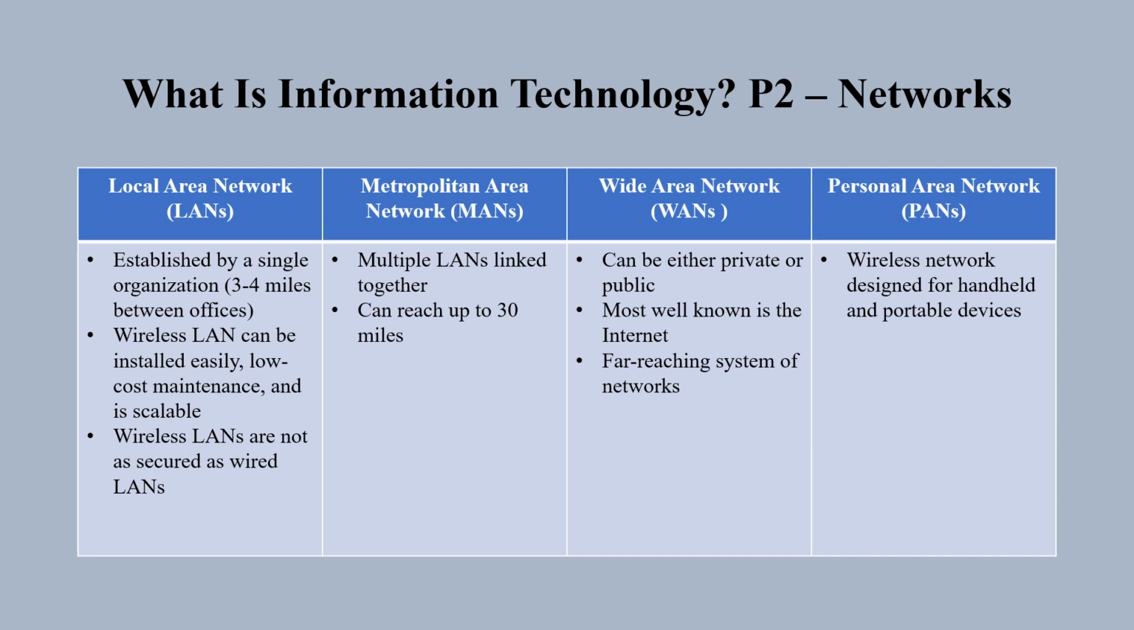MANs are multiple LANs linked together. They're metropolitan area networks, and they can reach up to 30 miles. A WAN is a wide area network. It can either be private or public, and it's most well known in the internet. The most well known WAN is the internet, and it's a far-reaching system of networks. A PAN is a personal area network, a wireless network for handheld devices, so your hotspot on your phone is a PAN.